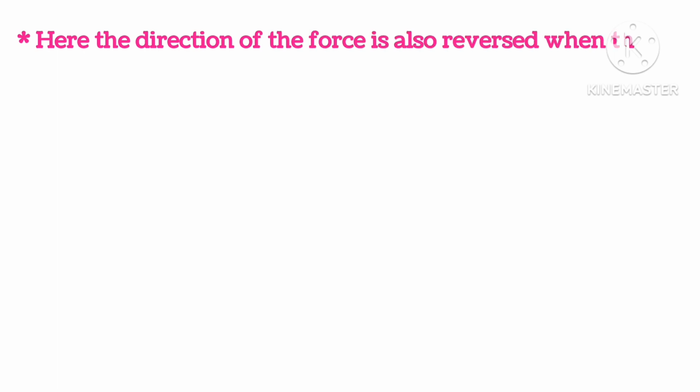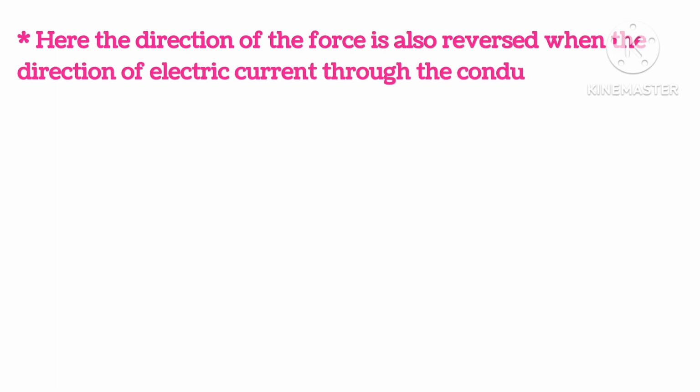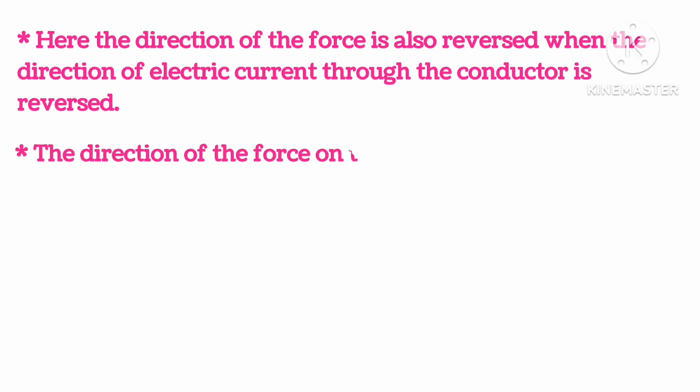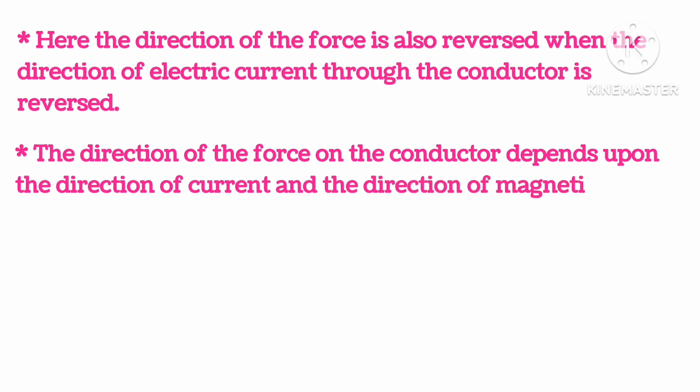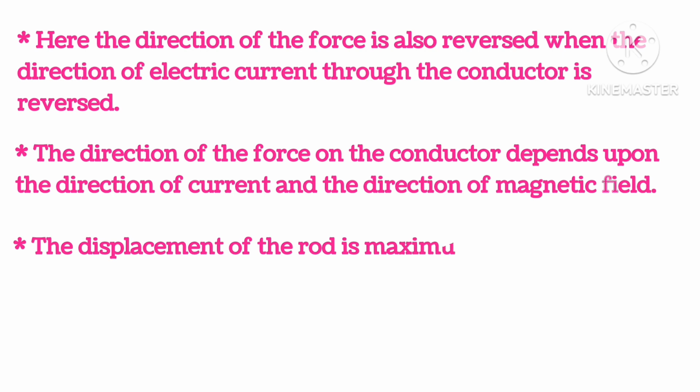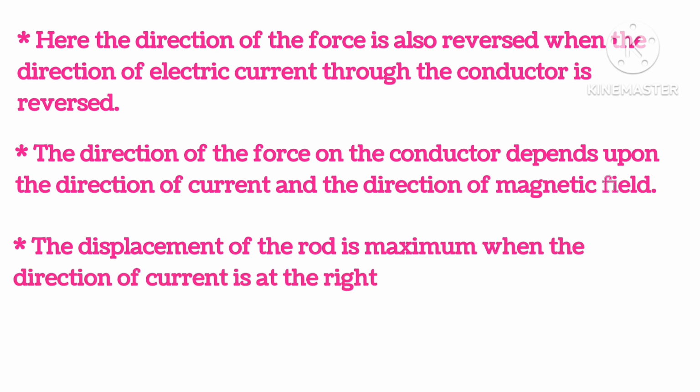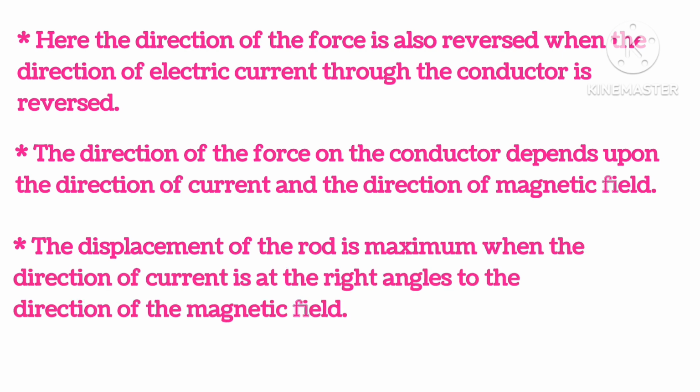Here the direction of the force is also reversed when the direction of electric current through the conductor is reversed. The direction of force on the conductor depends upon the direction of current and the direction of magnetic field. The displacement of the rod is maximum when the direction of current is at the right angle to the direction of magnetic field.